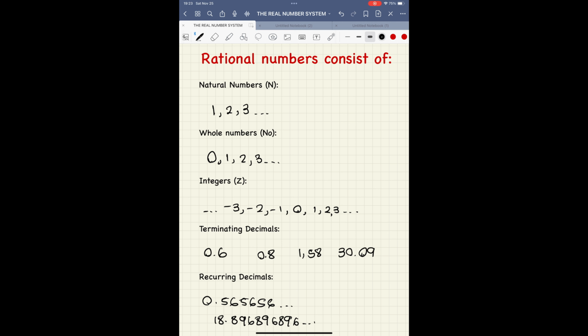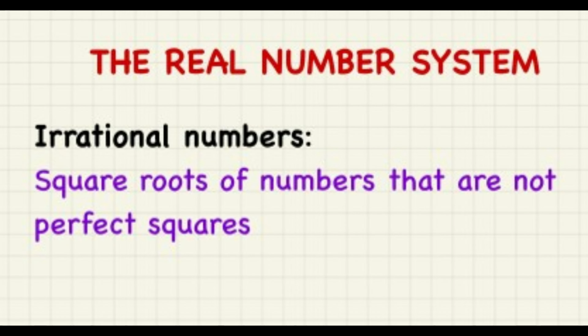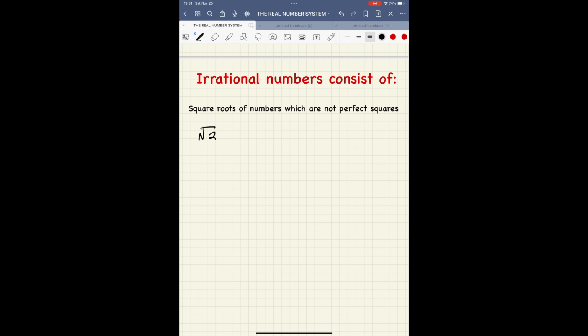Alright, I'm so excited, guys. Next, let's look at irrational numbers. Irrational numbers are numbers which cannot be expressed as fractions where the numerator and denominator are integers. So it's the opposite of rational numbers, right? For example, square roots of numbers that are not perfect squares. Let me explain further. Square root of 2 or square root of 6 or square root of 8.